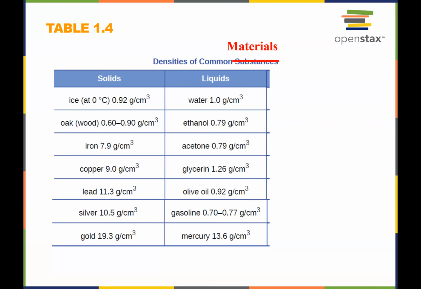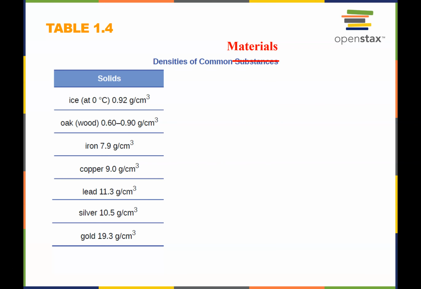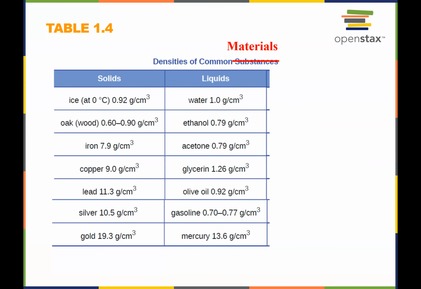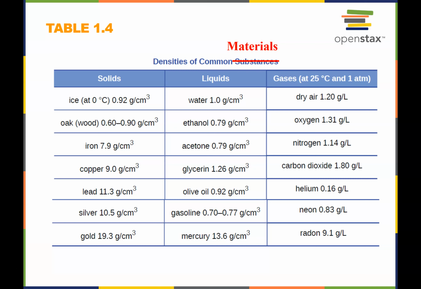Okay. So this one is increasing density. This one's kind of a little bit all over the place. Here's the first column's solids, the second column's liquids. Why do you think gasoline has got a range like that? I think a couple of reasons. Different grades of gasoline, maybe? Yeah, different grades. And then we have some gases here. What's the difference between the units for the gases versus solids and liquids?